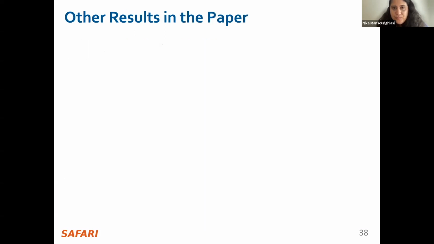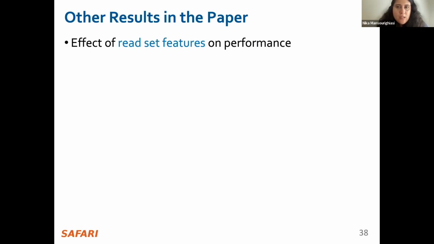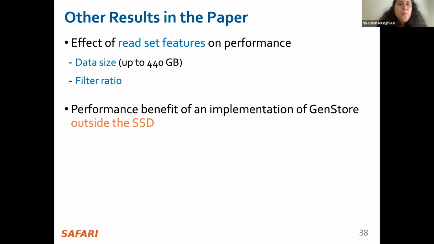So let me briefly talk about the other results that are included in the paper before I conclude. These results include the following: effect of read dataset features on performance. For example, the data size, which we scale up to 440 gigabytes, the filter ratio, basically how many % of the reads in a read dataset can be filtered, and performance benefits of an implementation of GenStore outside the SSD.